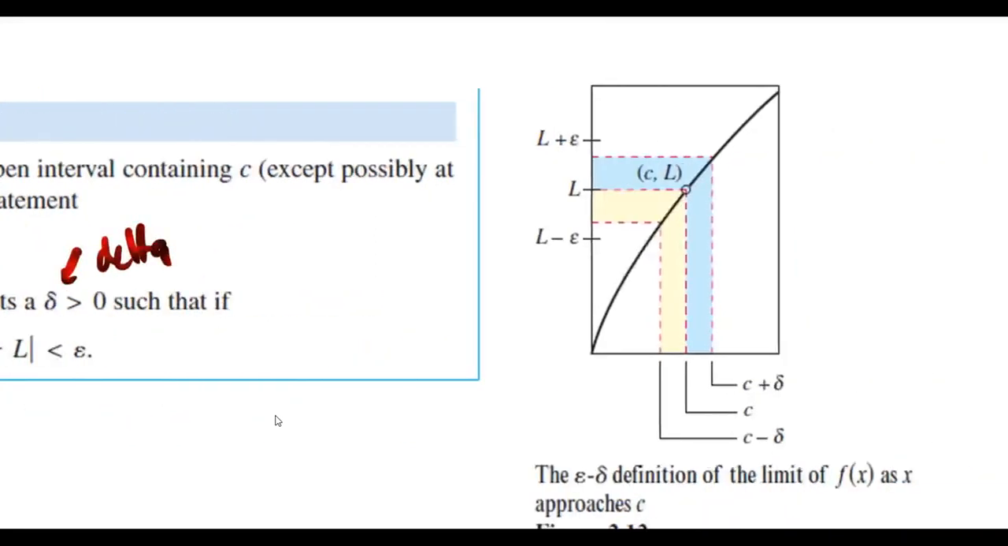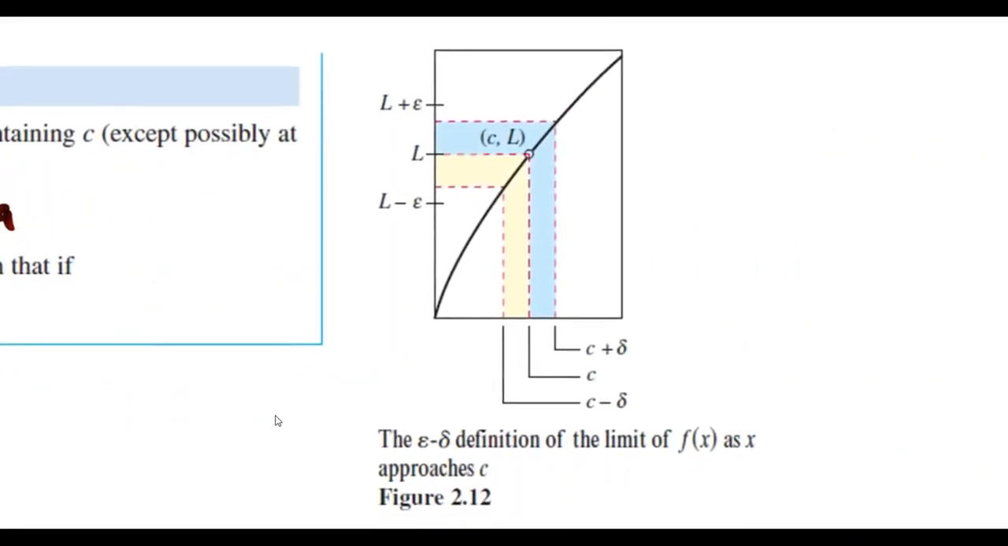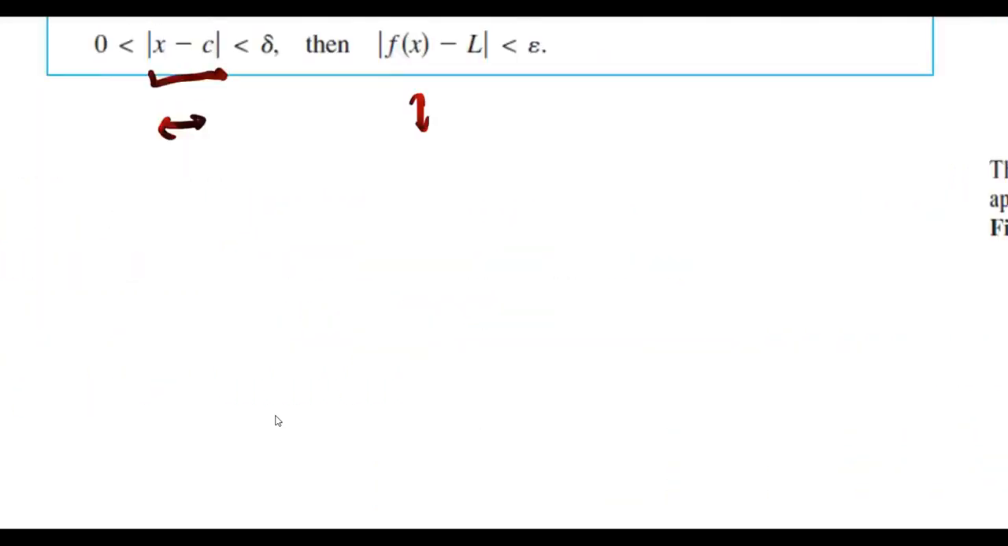We have this lovely picture. So the closeness in the horizontal direction determines the closeness in the vertical direction. And if we get the epsilon band to be small enough, then with a close enough delta, we do have a limit that exists, which is pretty dang cool.